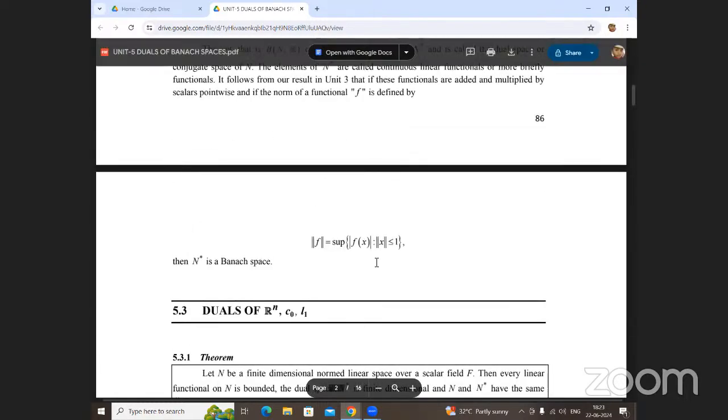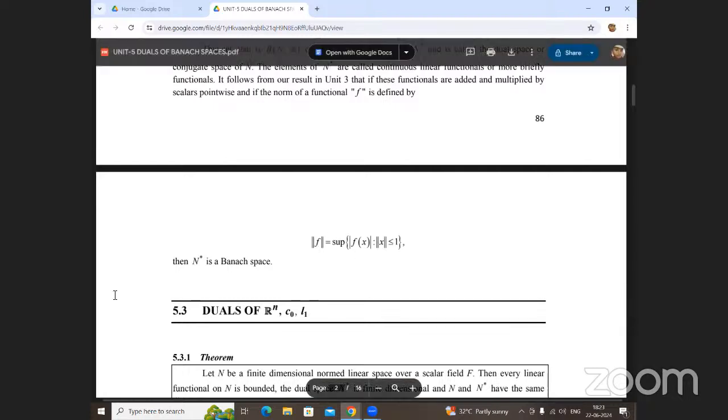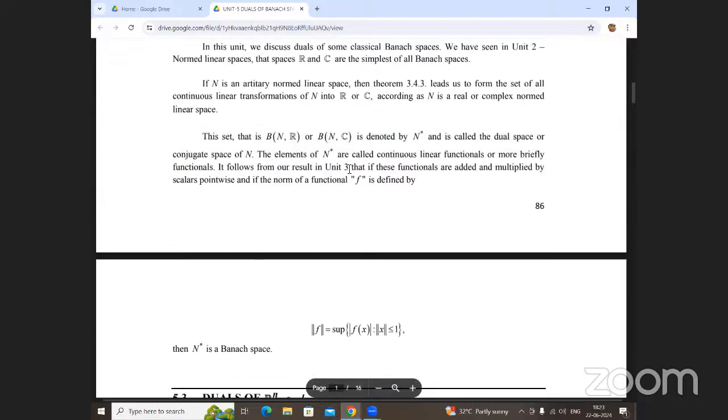First of all, what is the norm of f? Please note down. Norm f equals the supremum of mod f of x. That is called the norm value, because here norm x is less than or equal to 1. So the supremum of the value is denoted by norm f. So that's why this is the dual of a normed linear space. This is called N star. Here N star is called the dual space. That is the representation of the dual space, denoted by N star.